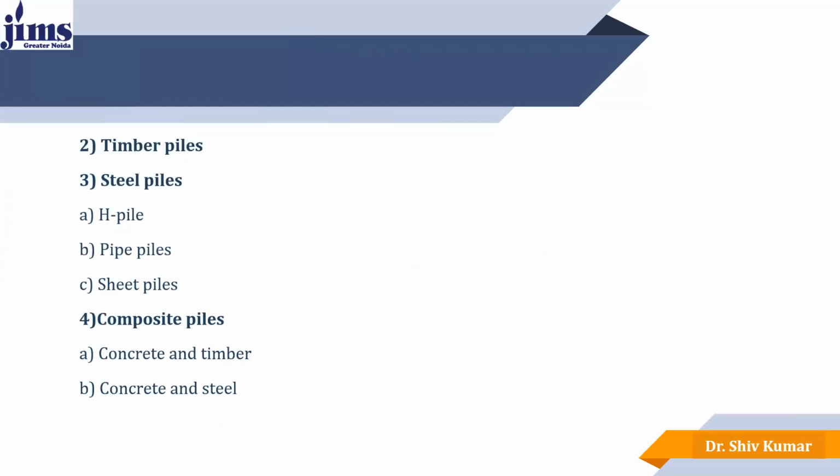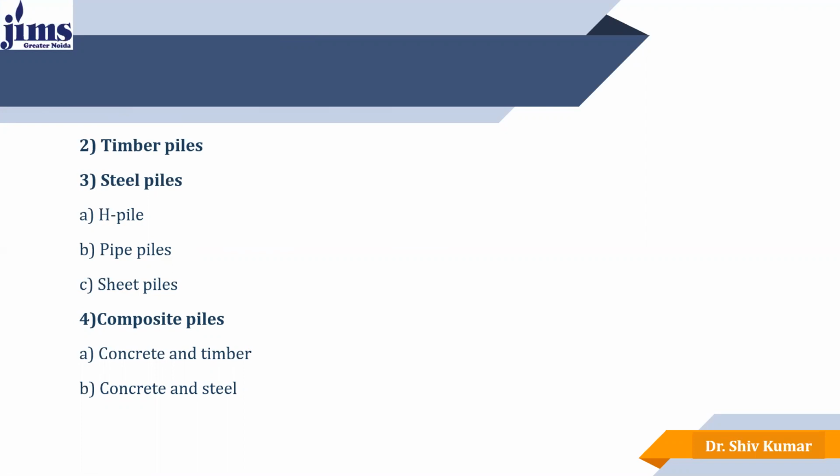The next is timber piles. The timber piles are made up of timber. Steel piles are categorized into 3 types: H piles, pipe piles, sheet piles. And the last is the composite piles.